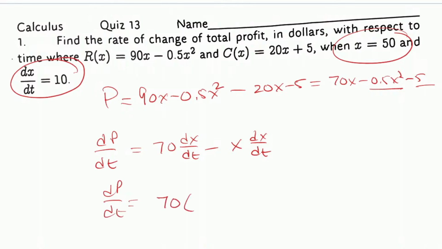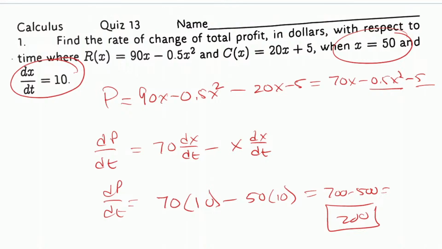So 70 times 50 minus 50 times, oh, I blew it already. Got it wrong. That should be 10. So 70 times 10, and then 50 times 10. All right. So 700 minus 500 is 200. Okay, I think I got it right there.